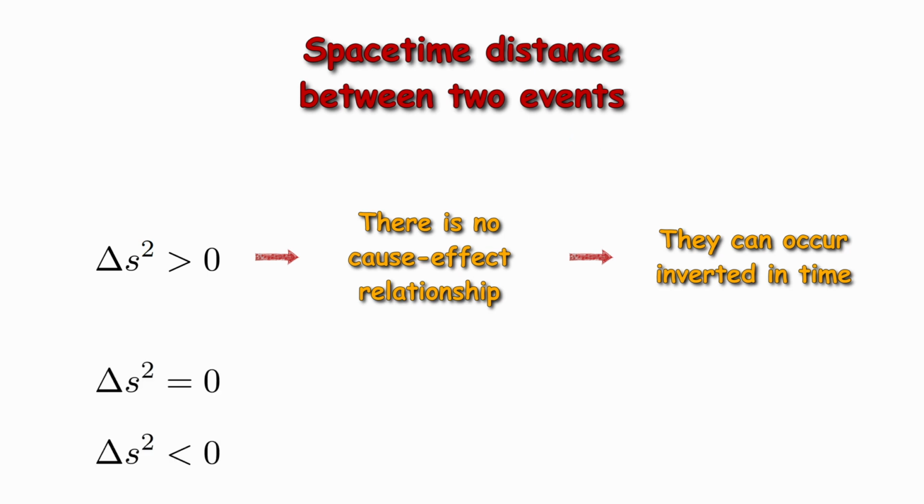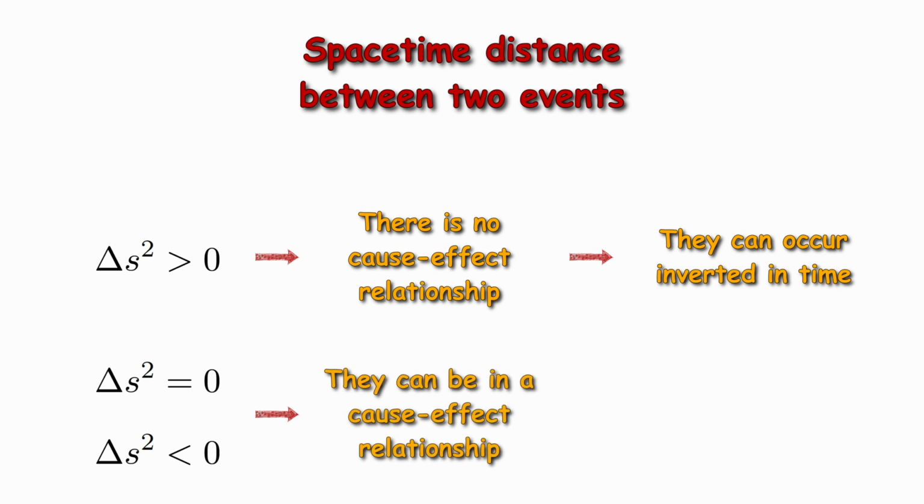Instead, if the space-time distance had been of the light or time type, equal to 0 or negative, then the two events could have been in a cause-effect relationship. Because there could be a signal that starting from event A reaches event B, in this case the Lorentz transformations ensure that all observers see those two events in the same temporal order. First the cause, then the effect.